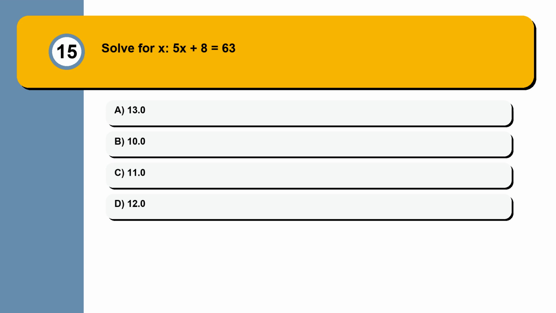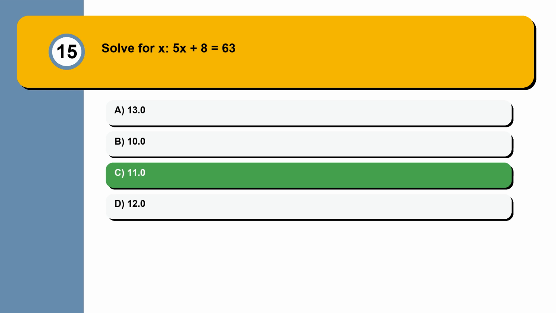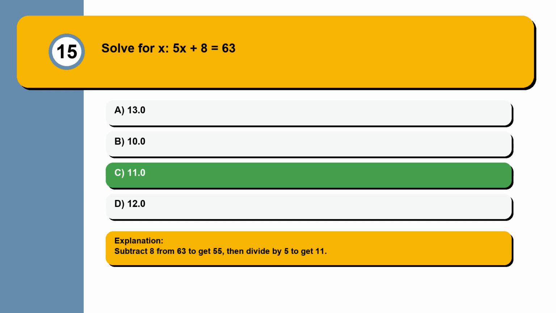Question 15. Solve for x. 5x plus 8 equals 63. 13, 10, 11, 12. Subtract 8 from 63 to get 55, then divide by 5 to get 11.